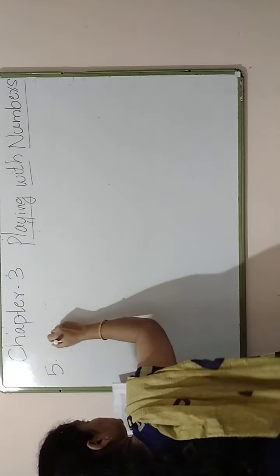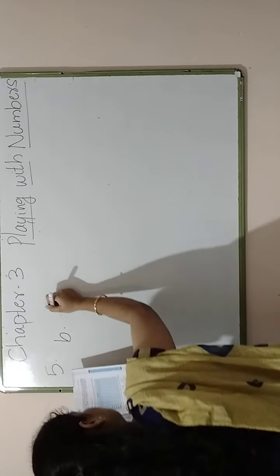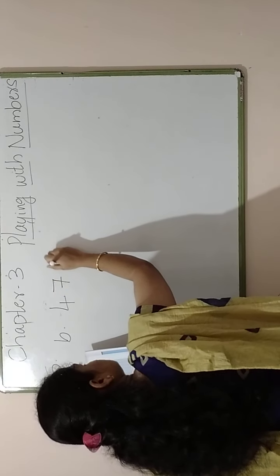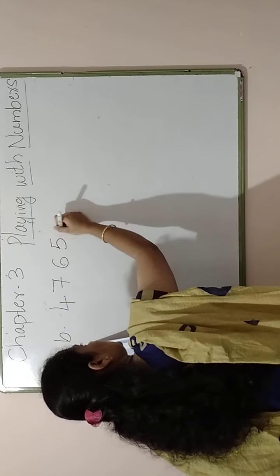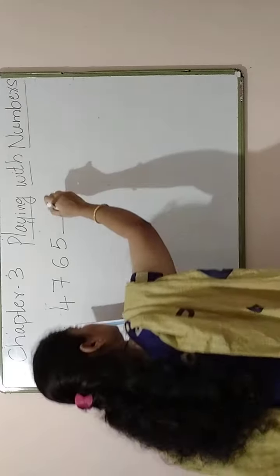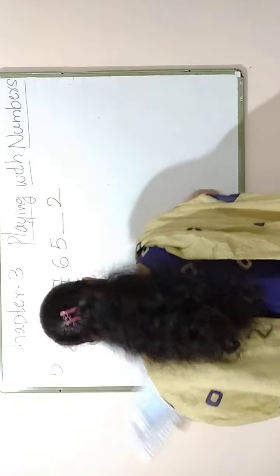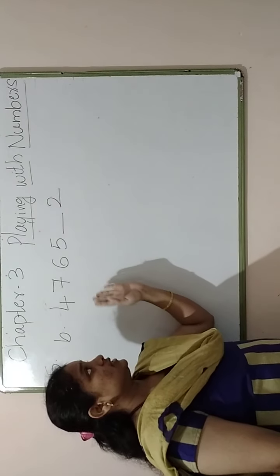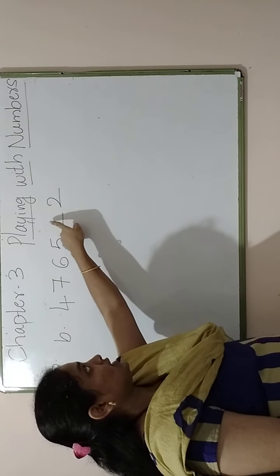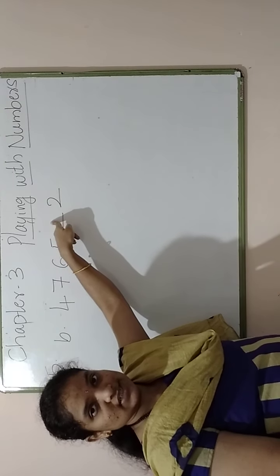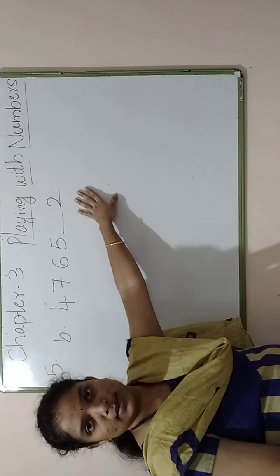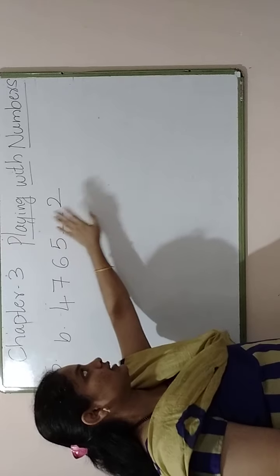Okay. Now this is B. 4, 7, 6, 5, dash, and 2. Now we wanted to find out one single number, the smallest number as well as the greatest number, so that this number is divisible by the number 3. So leave this blank right now.